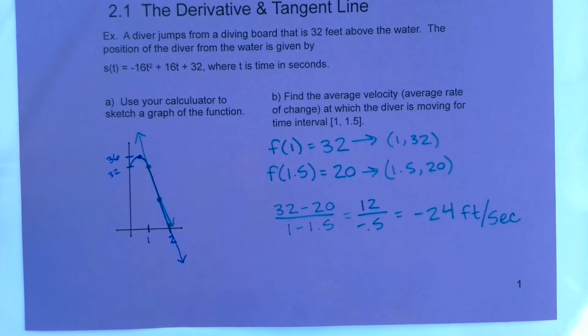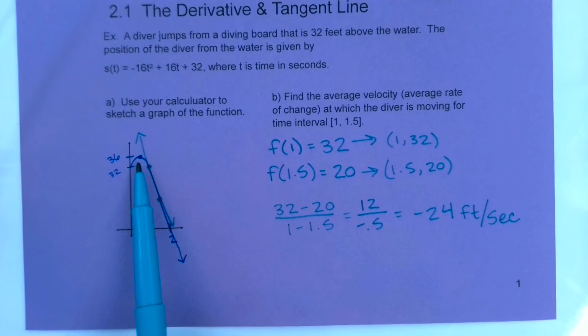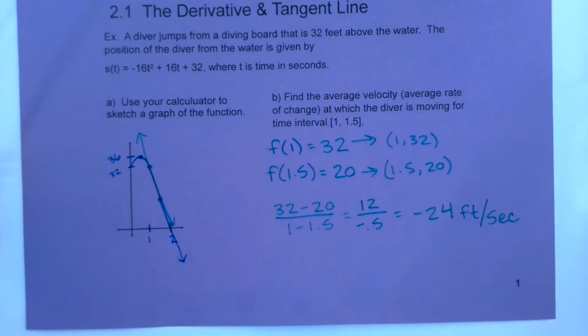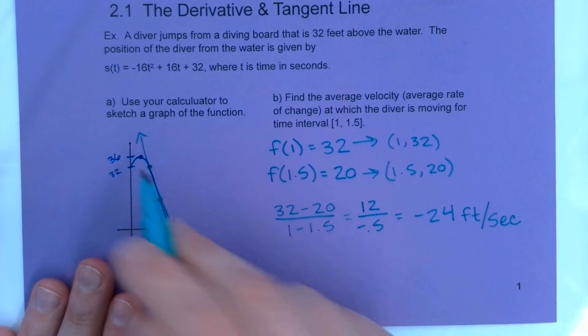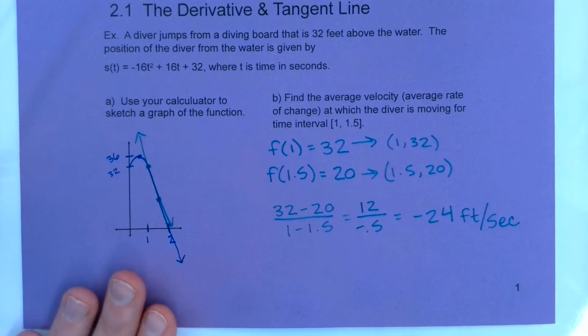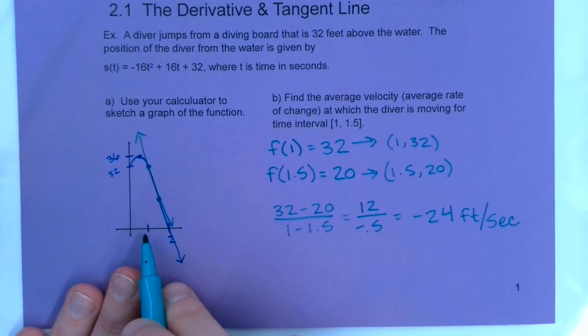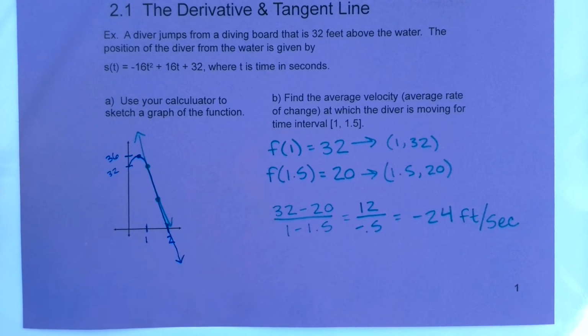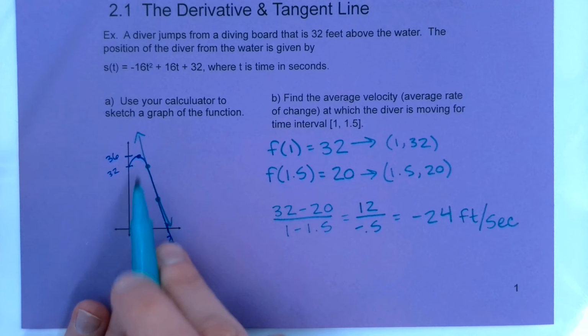How fast do you think the diver is falling at 0.5 seconds? Nothing. They weren't falling. They're at the top, right? There was that brief moment before they actually started falling. So at 0.5, they were at the max, so they had a 0 velocity. They were not falling or rising. What do we think about at 1 second? What did that velocity look like? They were still at the top, but they were starting to fall because they were at the top at 0.5 seconds.